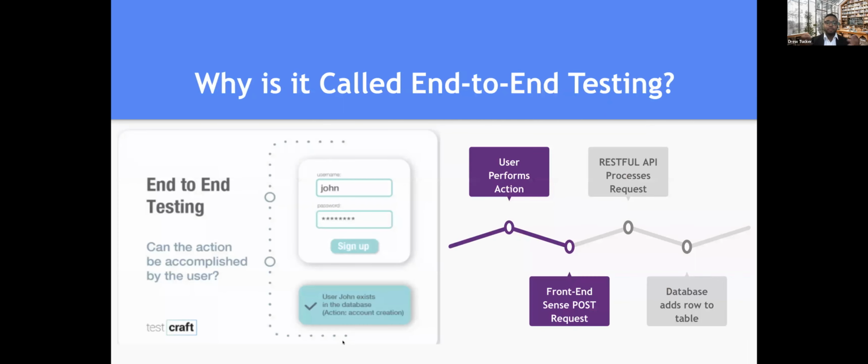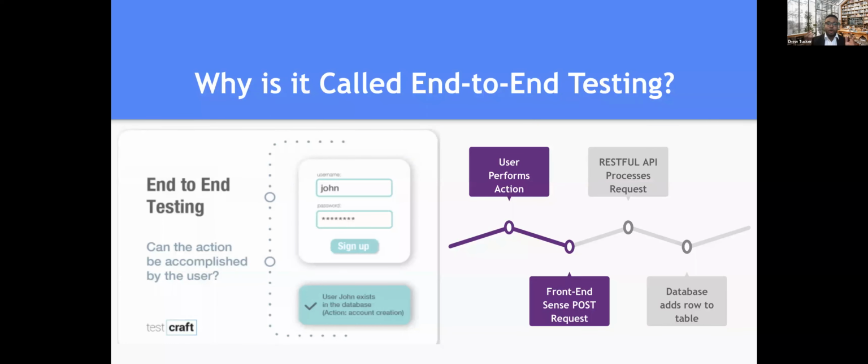So why do we even call it end-to-end testing? Let's look at an example. Imagine you have a simple web application, right? When a user performs an action, like clicking a button, this triggers the front end of the application to send a post request to a RESTful API, which does some processing and finally will add a row to a table in your database.